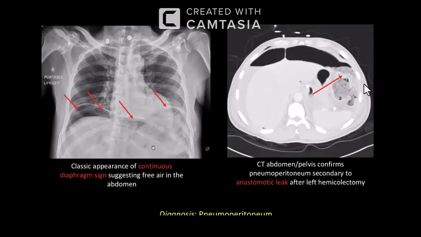So this is what is called the continuous diaphragm sign. Almost you can see it outlining the entire diaphragm, suggesting free air in the abdomen. So we did a CT, and CT confirms. This patient already had a previous history of left hemicolectomy, and this was secondary to a leak from the hemicolectomy site. Okay.